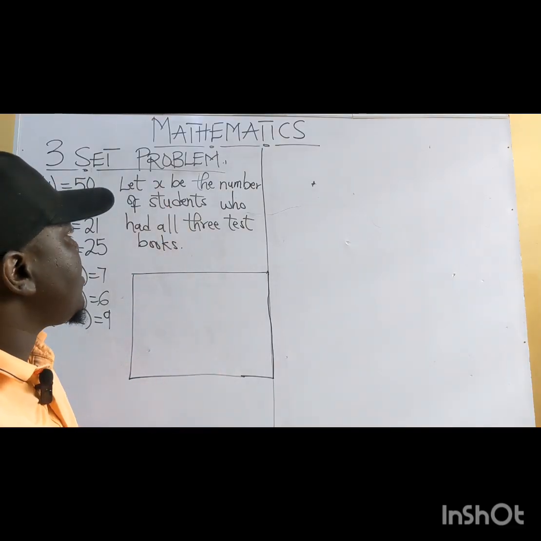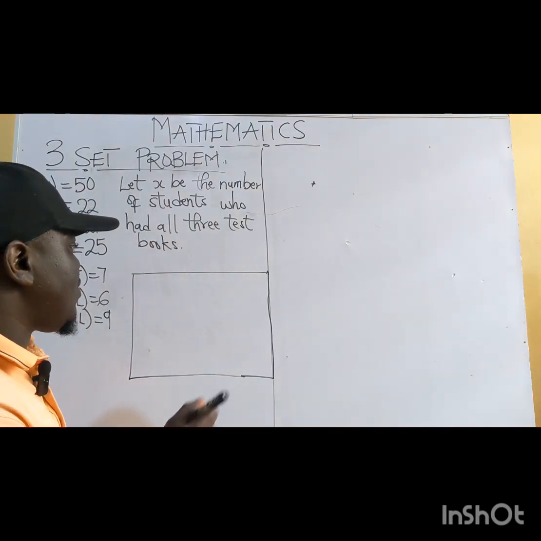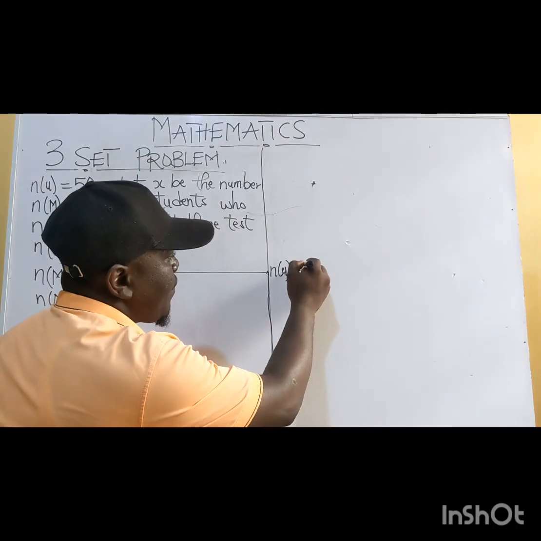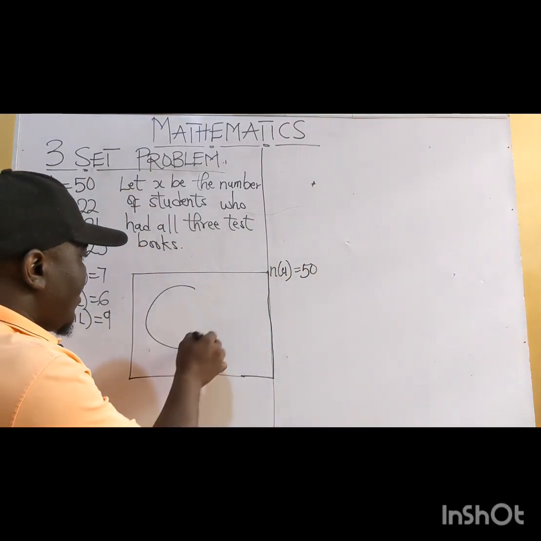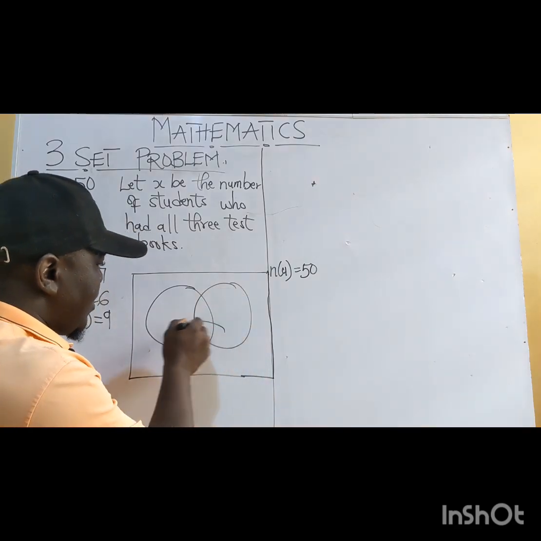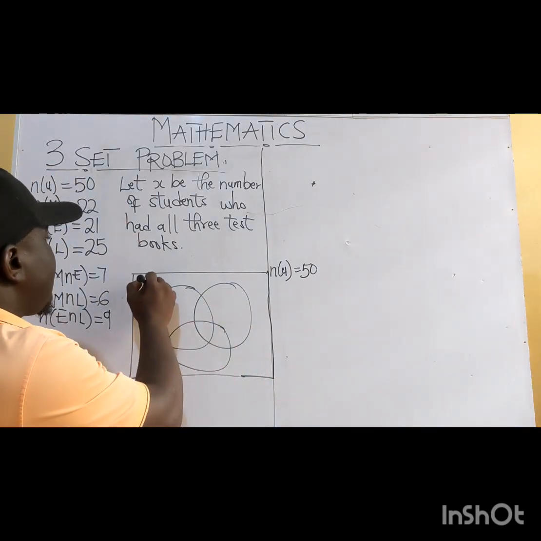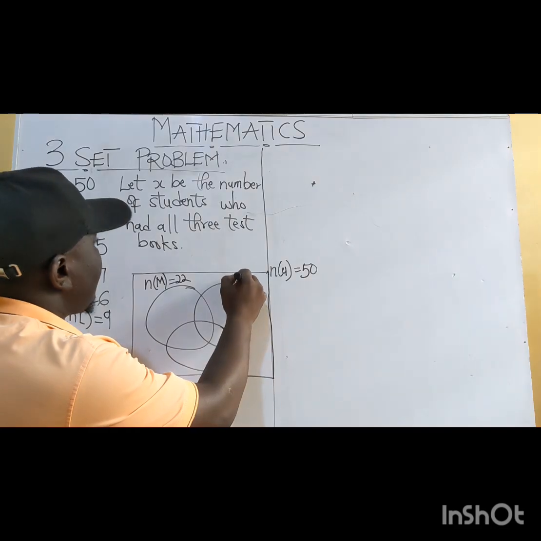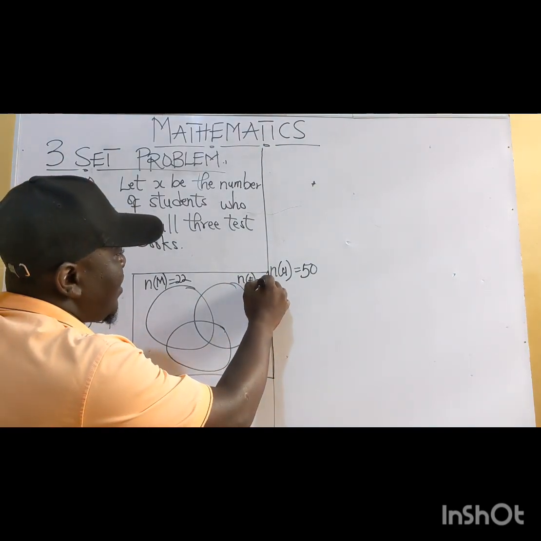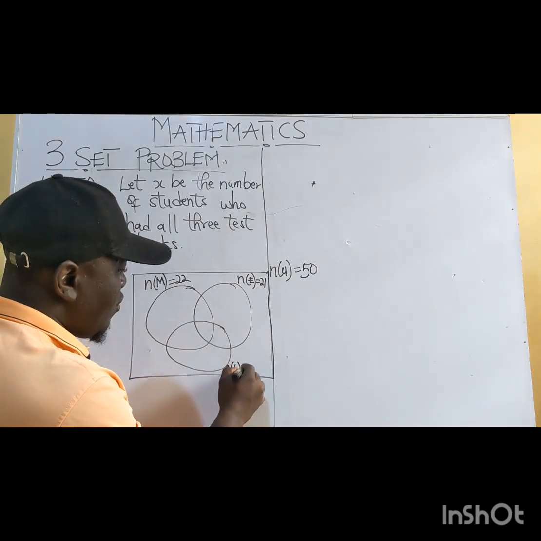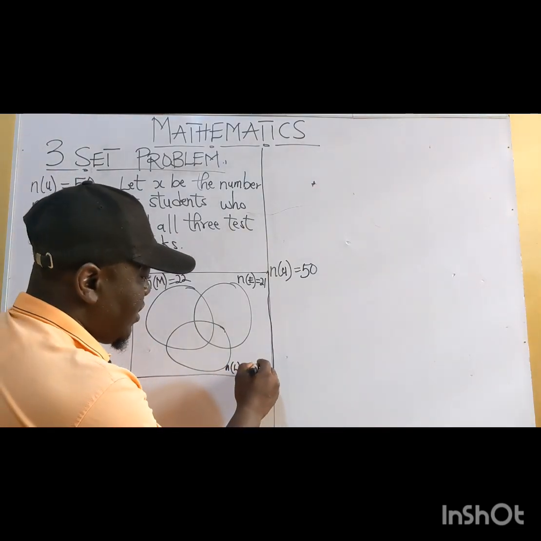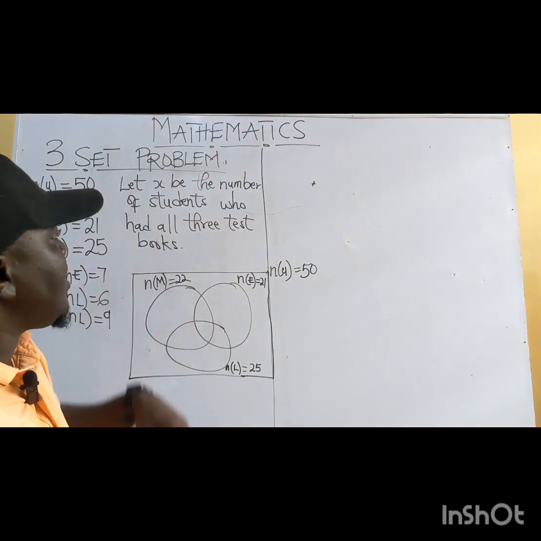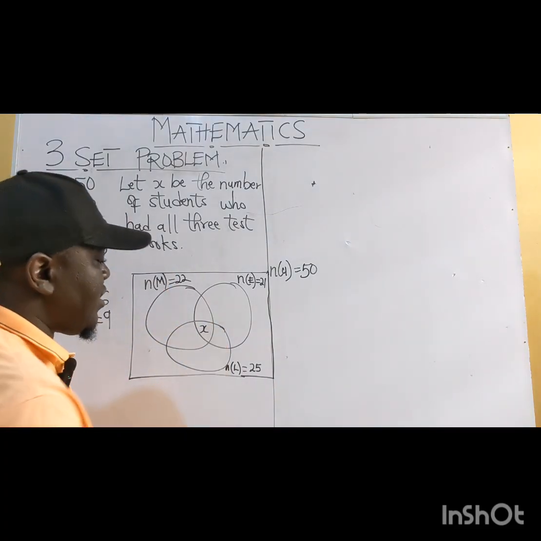We are saying let X represent the number of students who had all three textbooks. So we have our universal set U, which is 50, and our three sets are represented by three circles. We name the first circle M, which is 22, the second circle E, which is 21, and the third circle L, which is 25. I believe you are with me. So let the students that had all three be X. Our intersection for the three sets is going to be X.